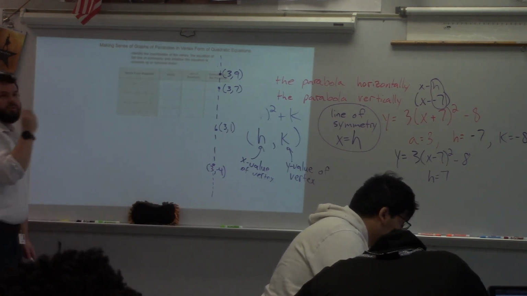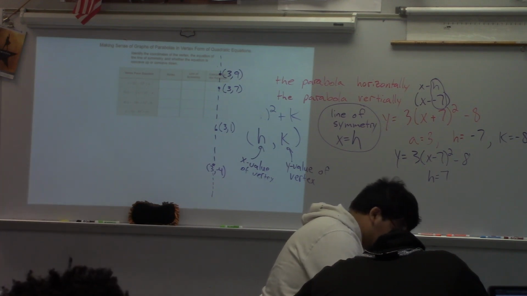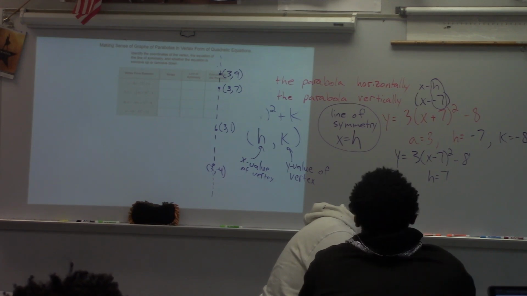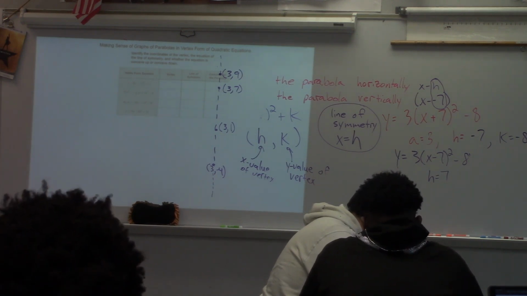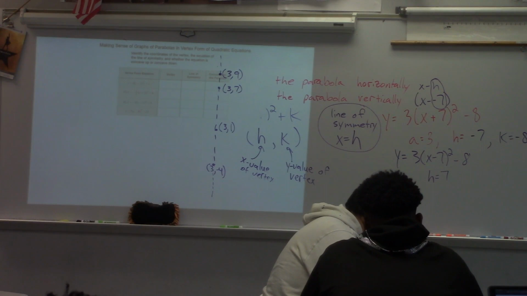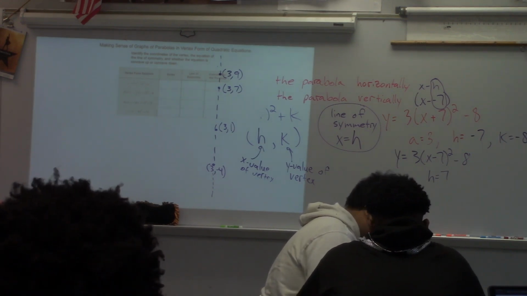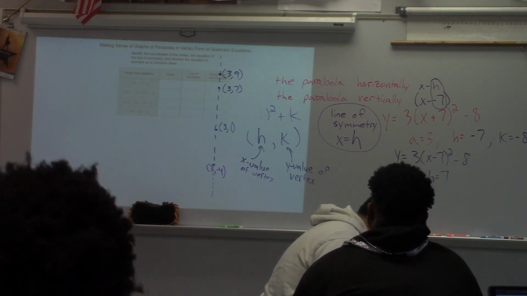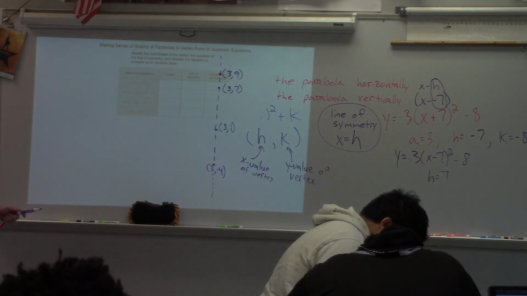So if I want to identify the vertex, which values control the vertex? Let me finish giving instructions. What values control the vertex? The h and k value. h and k. So I need to identify the h and k. Yep. What value controls that line of symmetry? The line of symmetry is not a. It's h. Remember, it's x equals h.